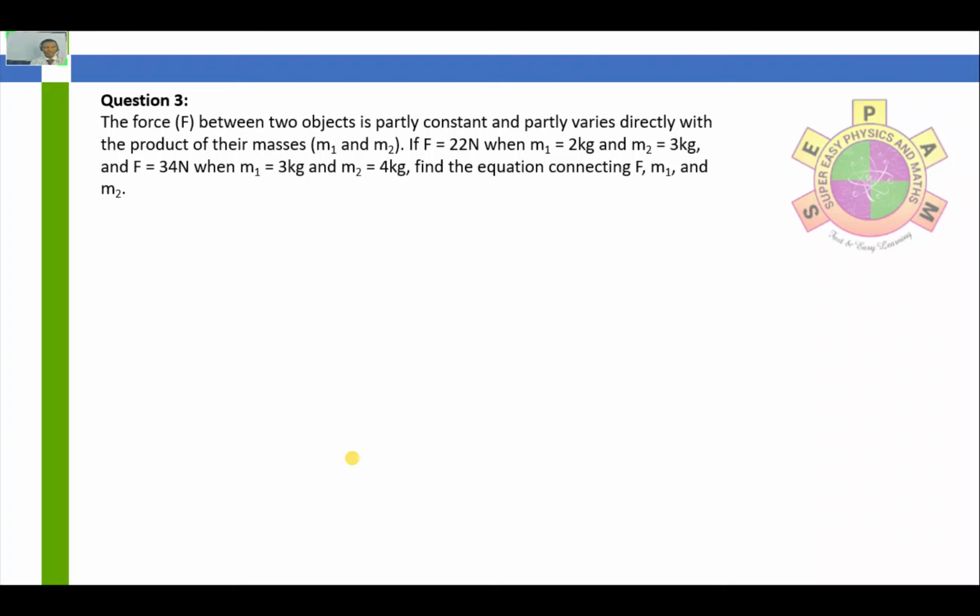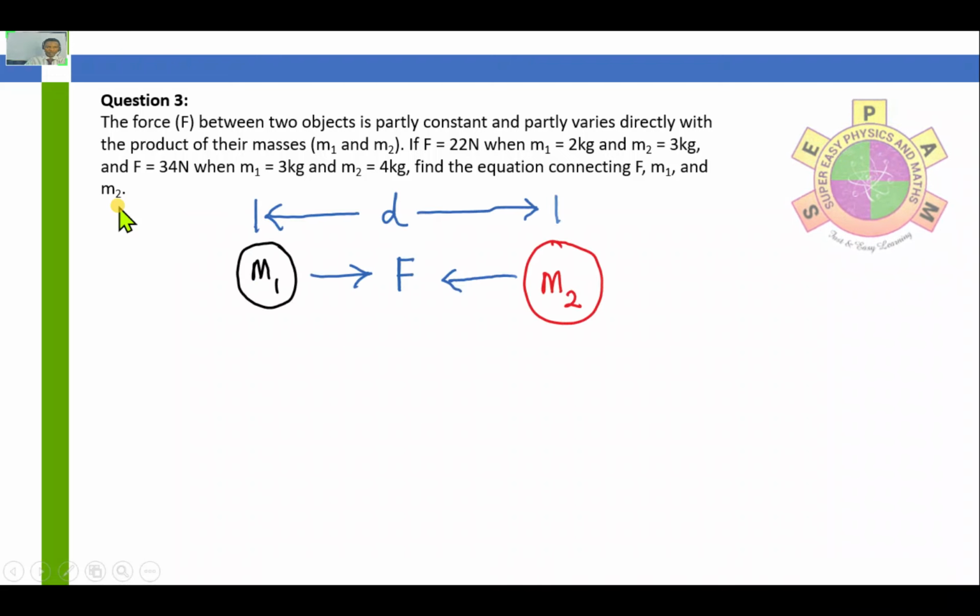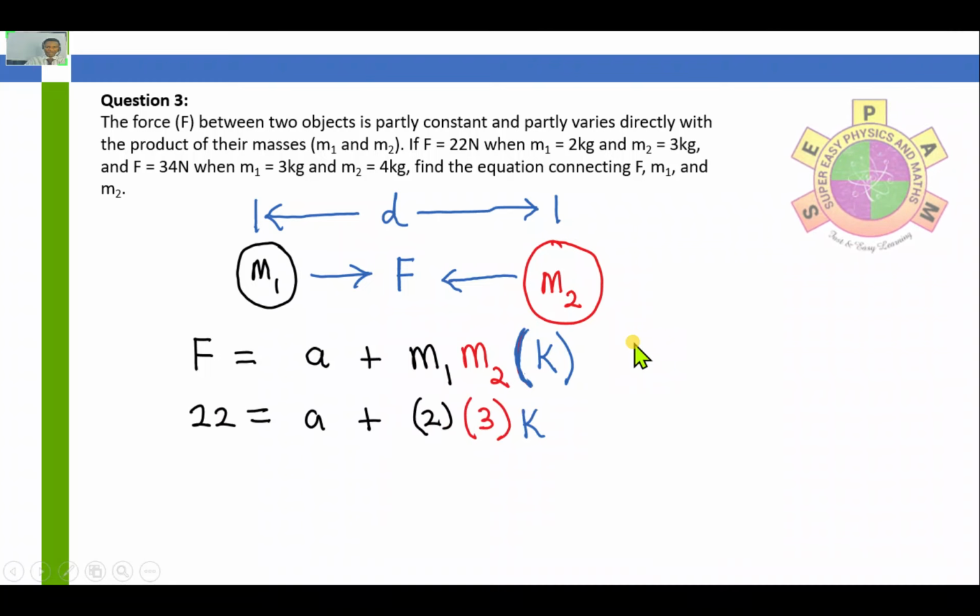So let's go to the third question. The third question is: the force between two objects is partly constant and partly varies directly with the product of their masses, m1 and m2. Find the equation connecting F, m1 and m2. So to do that, we have that relationship given. So let's substitute the values.